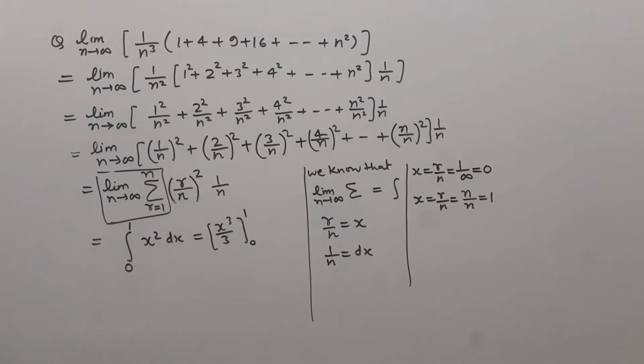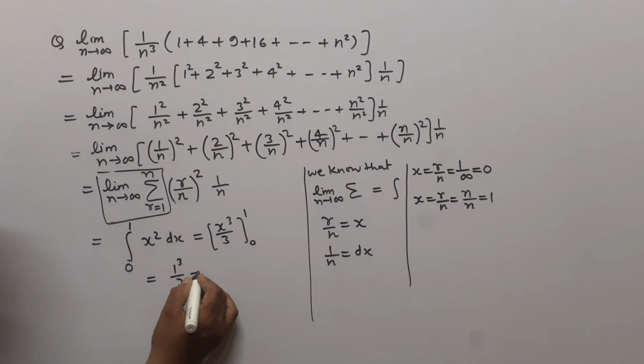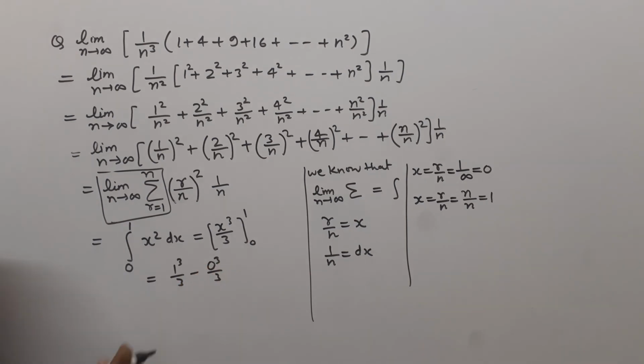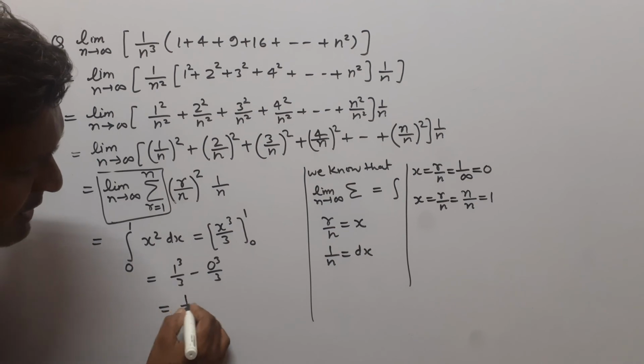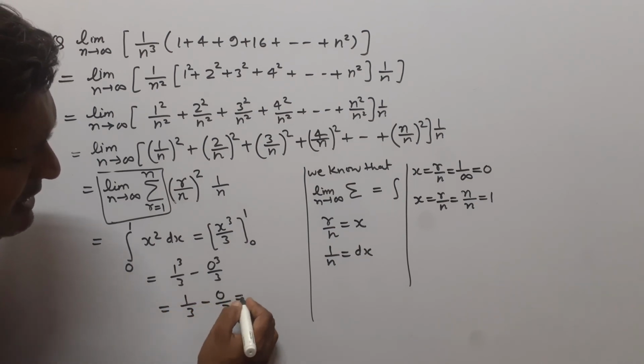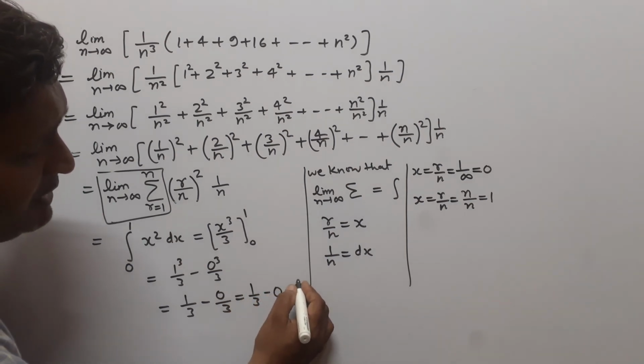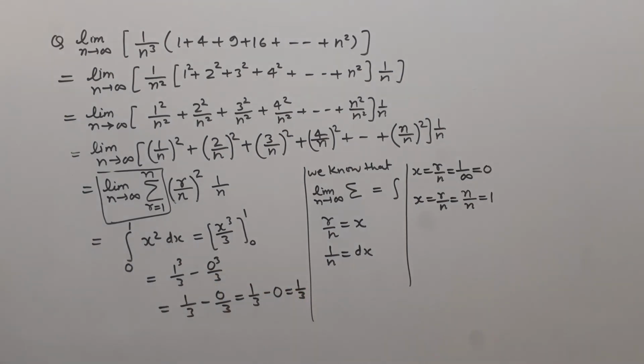Now we integrate x square, so we get x cube by 3. Now we apply upper limit minus lower limit, so we get 1 cube divided by 3 minus 0 cube divided by 3. So we know that 1 cube is 1, so 1 upon 3, and 0 cube is 0, so 0 upon 3 is 0, so 1 upon 3 minus 0 is 1 by 3. So the answer of this question is 1 by 3. Thank you.